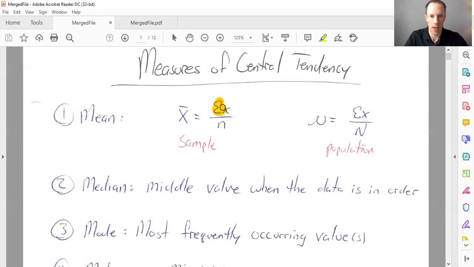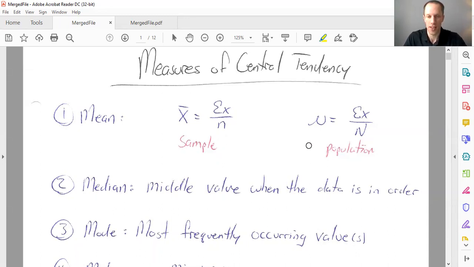This symbol that I've highlighted here is the Greek letter capital sigma. Whenever you see that symbol in a mathematical formula, it just means you're going to add up a list of numbers. Whatever comes after that symbol is the list of numbers that you're going to add up. So here where we have sigma x, that means we're going to add up all of the x values, and x represents our data. So just add up all the data values and divide by n. n represents the sample size, which would be the number of numbers in our list.